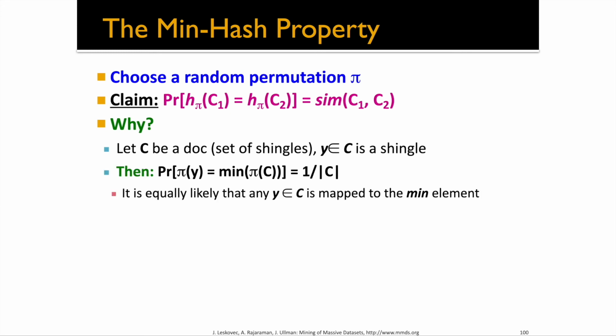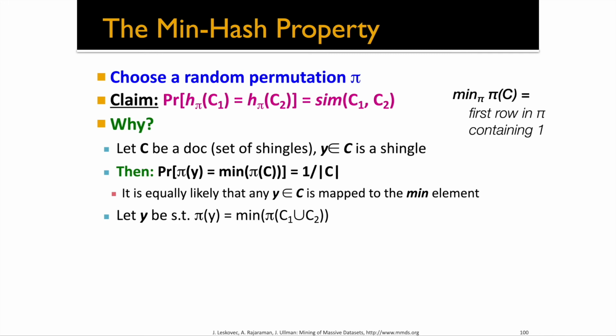Then we can say that the probability of the permuted row of Y being equal to the first time we see a non-zero element in our permuted row is uniformly distributed over all possible rows of our document matrix. Recall that the min function, as we've defined it, is the first row in our permutation that's a non-zero element. So now let's specify Y as a particular shingle such that the permutation of row Y is the first row in our permuted document column that is non-zero.